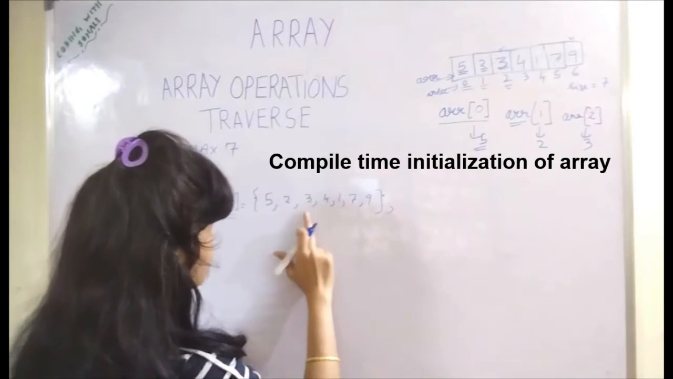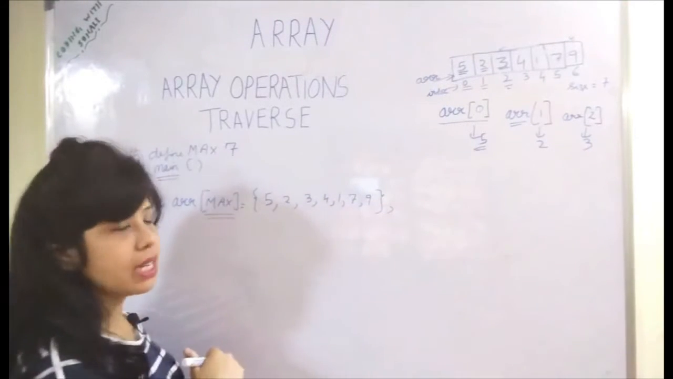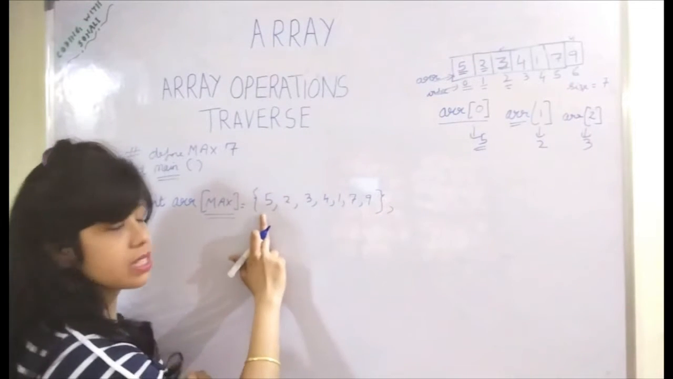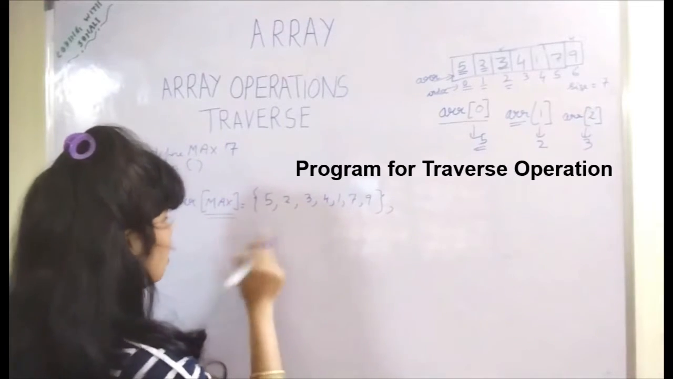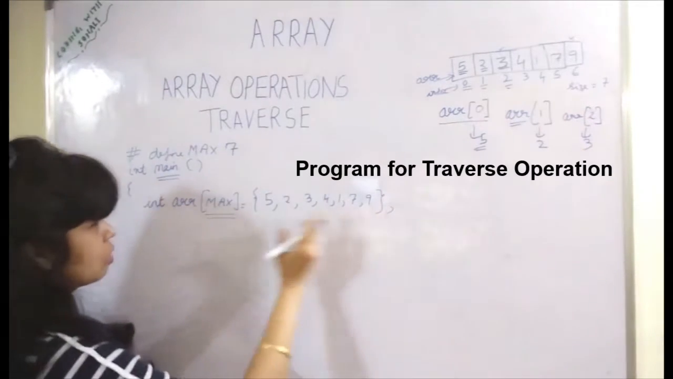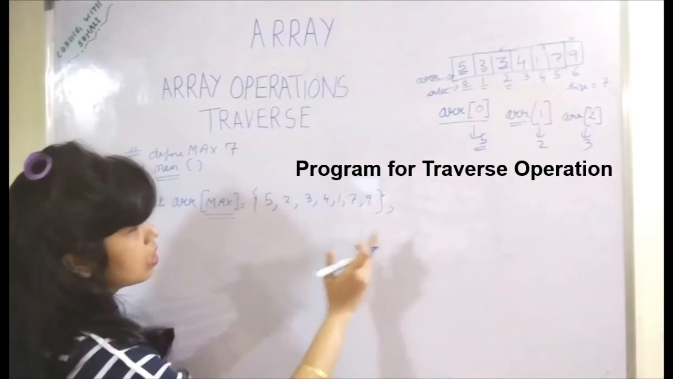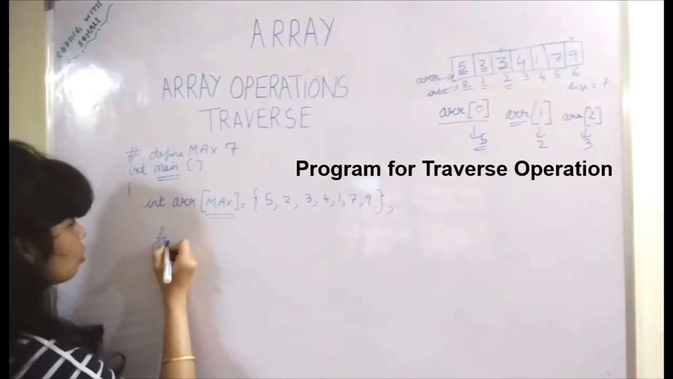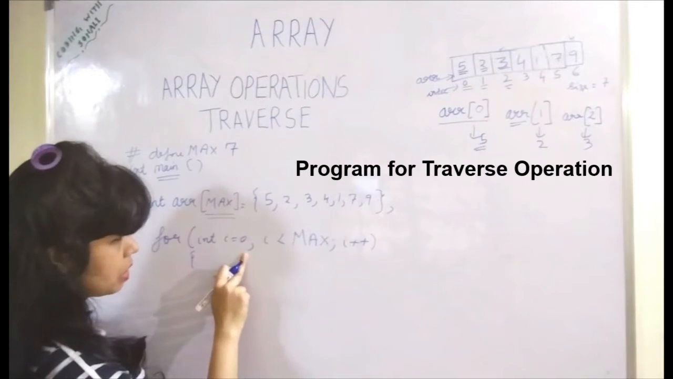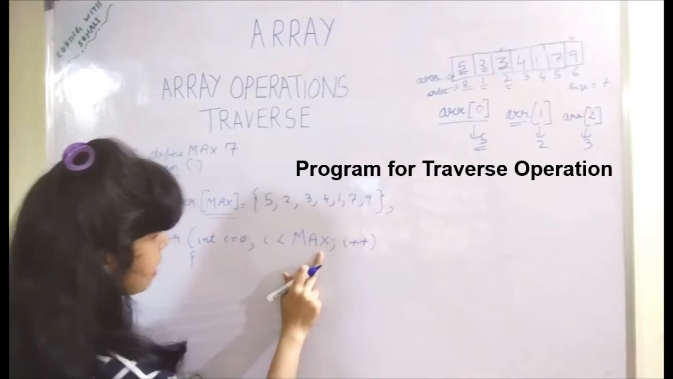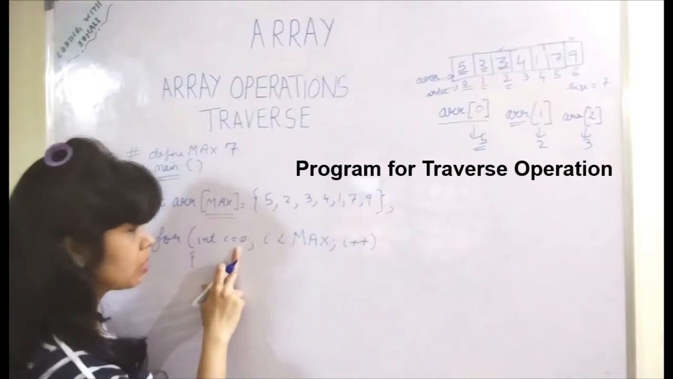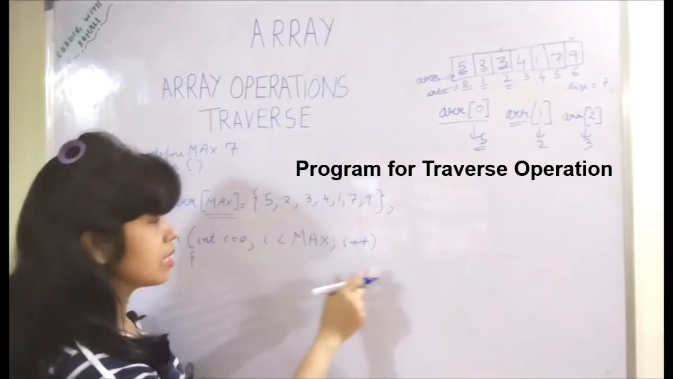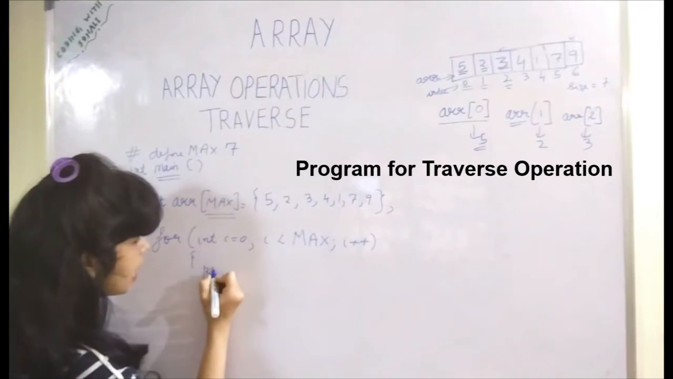Now in order to access each and every element of this 1D array, I have to traverse each and every element. We know that indexing in the array starts from 0 to n minus 1. So to traverse each element and call the same function, that is printf, to display these elements, we will take a for loop starting from 0, till i less than MAX. If the indexing starts from 0, and MAX is 7, it should go till 6, and then i plus plus.